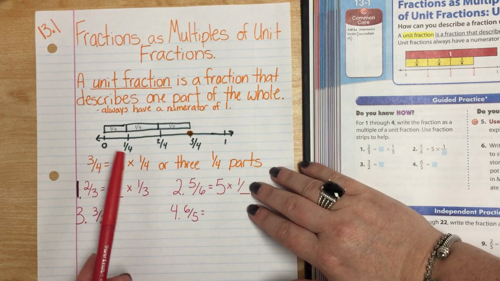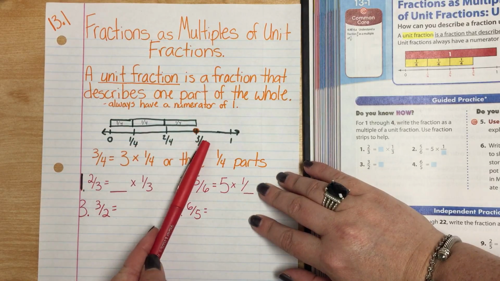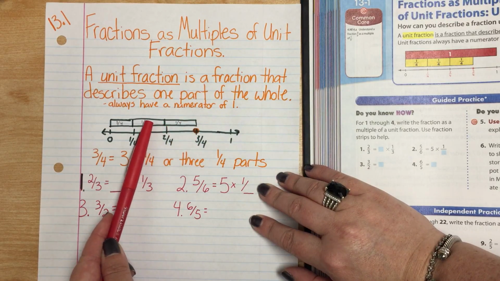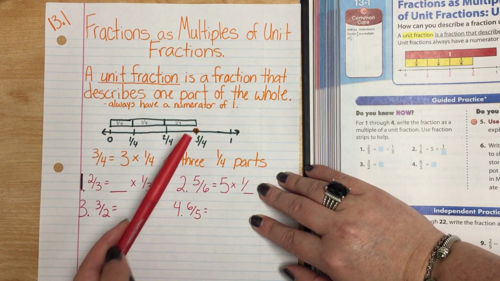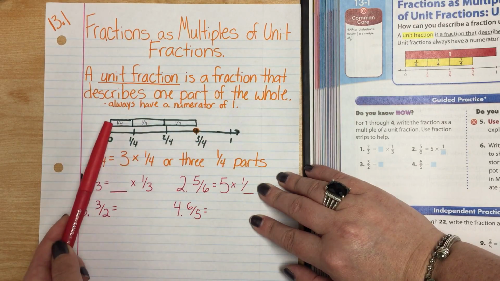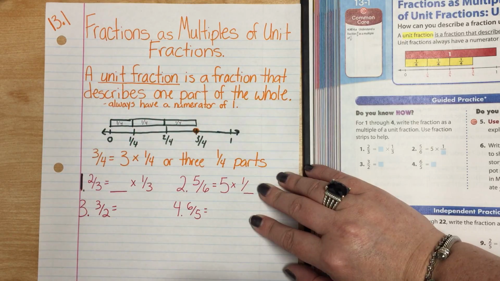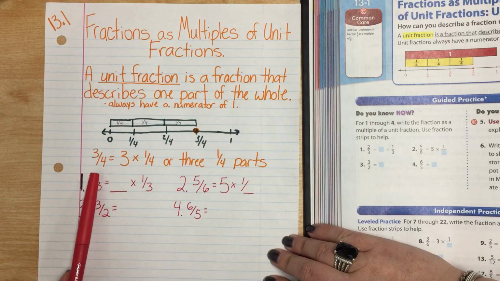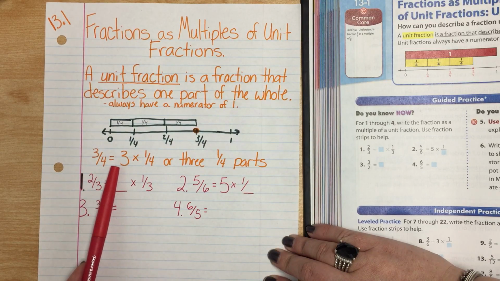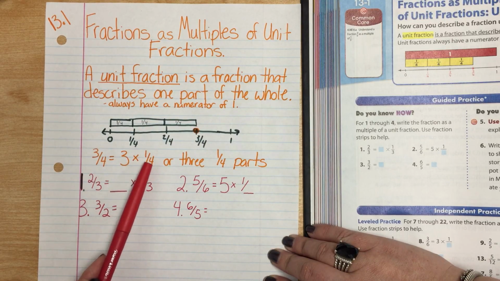So if you're looking at this number line here, I've got all the way up to 3/4, and this bar is showing 3/4, but the unit fraction is 1/4. So 3/4 is 1/4, 1/4, 1/4. It is 3 1/4 parts. If I were to write that as a multiplication sentence, 3/4 equals 3 times 1/4.